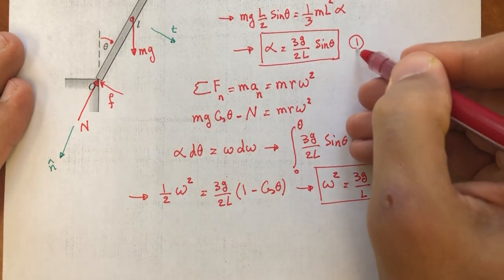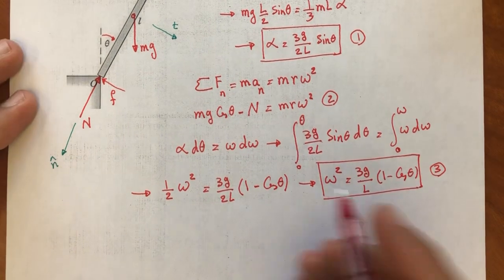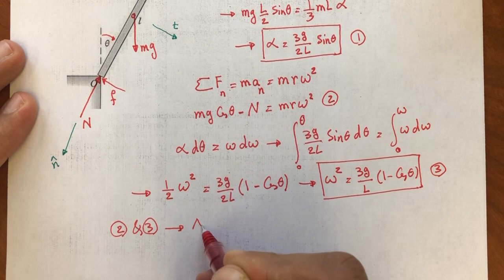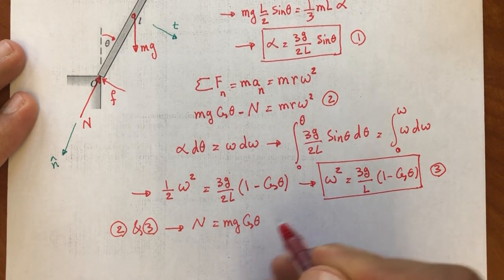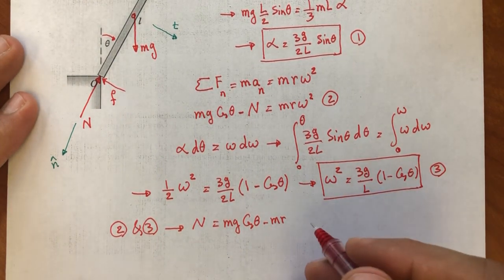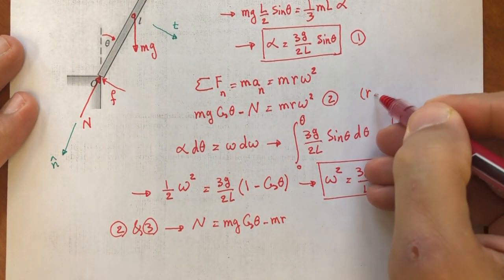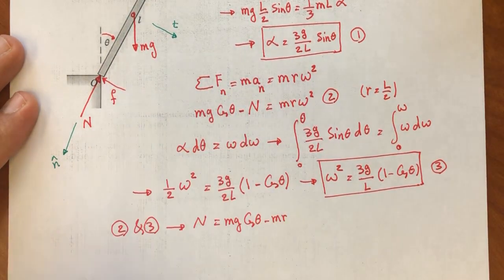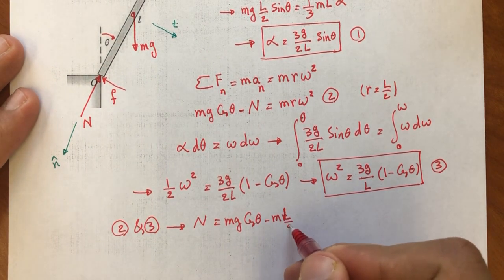And also I can put it here to find n. So let's name this 1, 2, and 3. Combining 2 and 3, n is going to be equal to mg cosine of theta minus m times r times omega squared, which is this. And by the way, r means L over 2 here, the distance between the centroid and the center of rotation. So let me change it here.